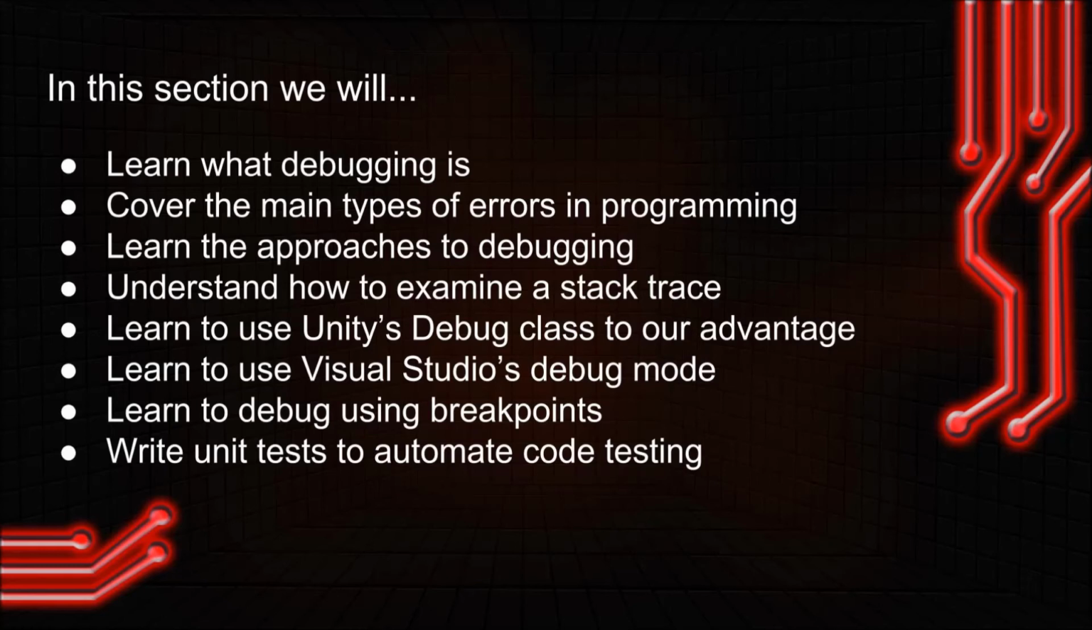Finally, we will look at automating code testing using unit tests. Unit tests save us time when testing our code and are a great way to prevent introducing bugs into our code. Automated code tests are another one of those industry standard techniques that you should constantly use and practice.